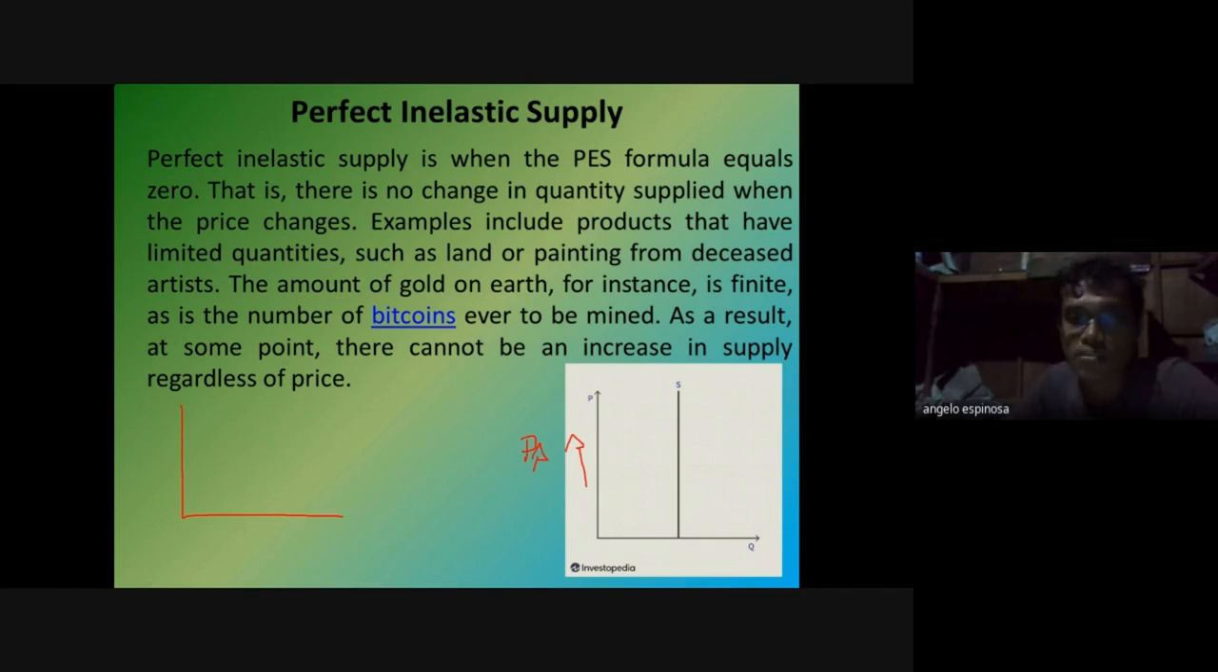Okay? So perfectly inelastic supply is when the PES formula equals zero. So price elasticity of supply, correct, yan, is equal to zero. Okay? Ibig sabihin, walang nagagalaw doon sa quantity supplied. Okay? Kung kanina, ang pinag-usapan natin, ang price at saka quantity demanded, right? Quantity demanded. So, ganun din, walang nagalaw sa shifting ng quantity. Kahit bumaba pa ng bumaba ang presyo. Here, ang pinag-usapan is tumaas ng tumaas ang presyo, so wala pa rin nangyayari doon sa quantity supplied. Ganun pa rin kadami ang isusupply niya. Okay?